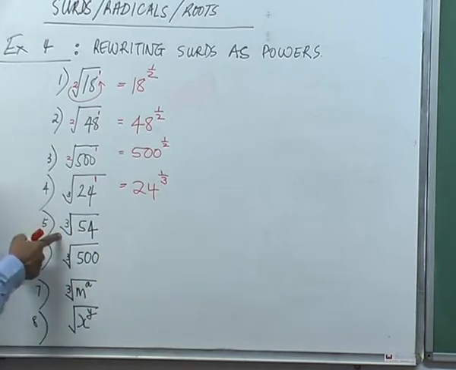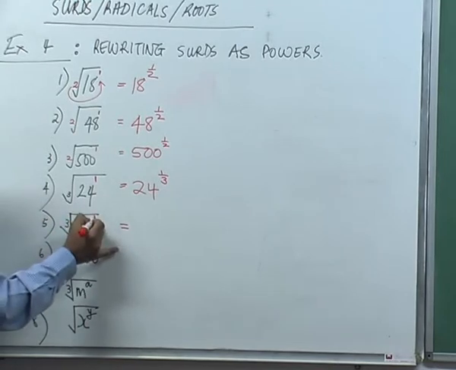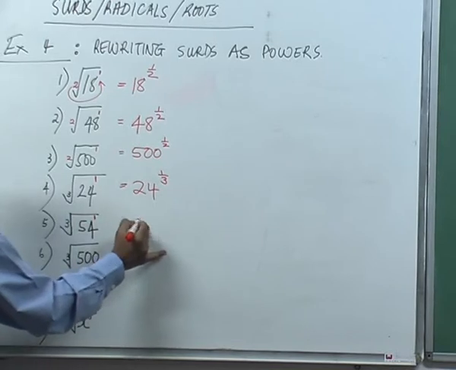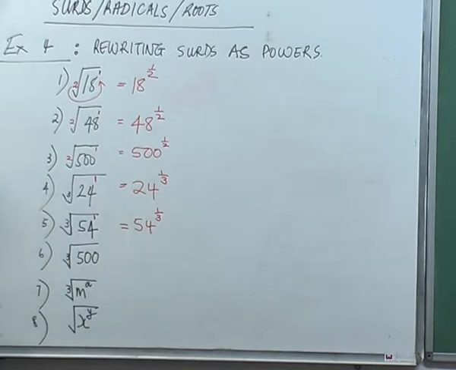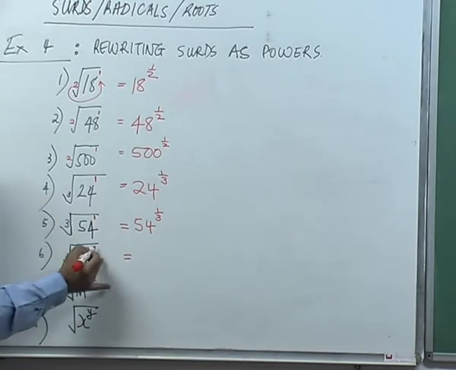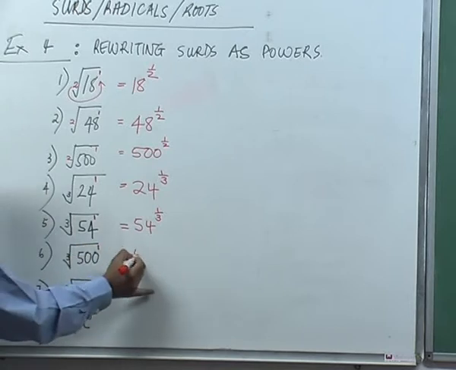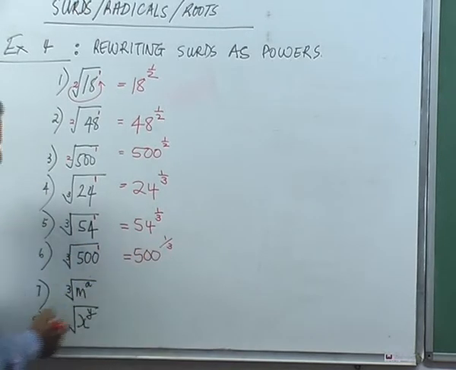Next one, number 5, this is cube root. Well, the cube root is understood, and that's 54. So what is understood there is 1. So it's 54 to the 1/3. Cube root of 500, once again, the 3 is there, but the 1 is understood. So this is 500 to the 1/3.